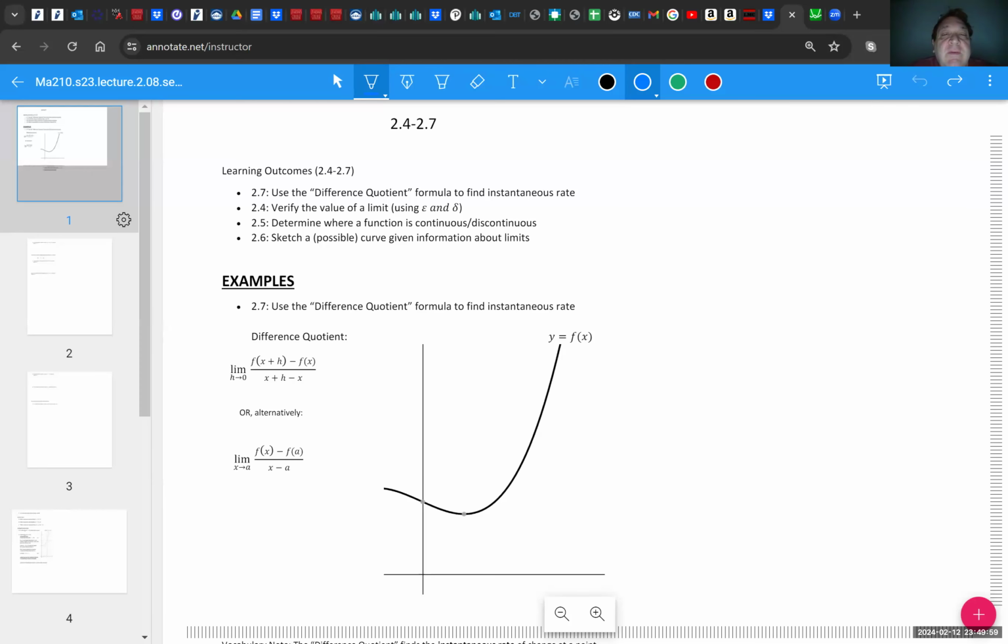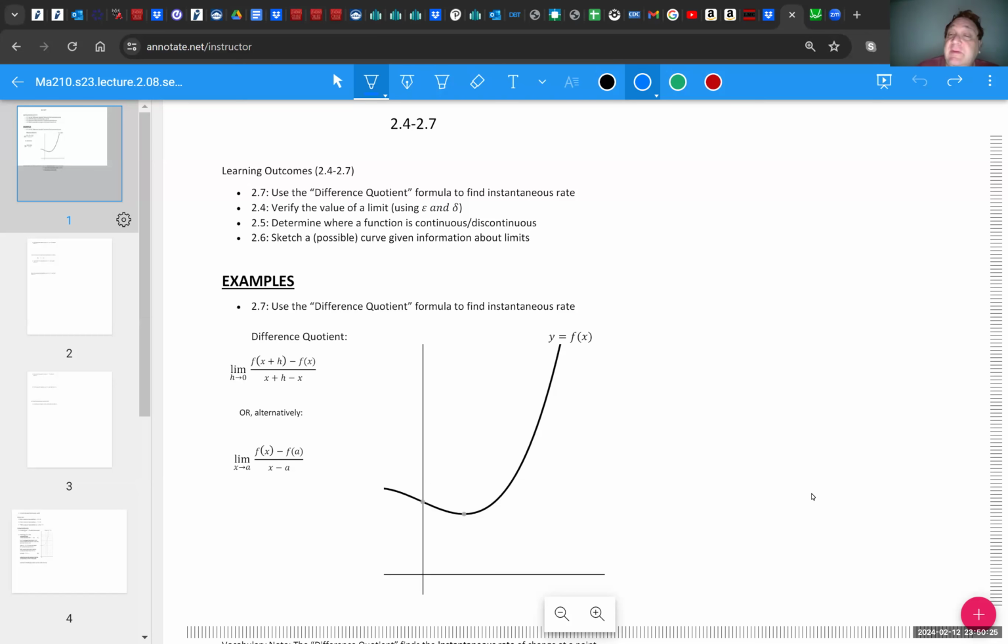Hi there, this video is on section 2.7, using the difference quotient formula to find instantaneous rate. I'm posting this video a little bit out of sequence because I do find this video helpful to watch and practice before doing some of the other sections, but you can feel free, of course, to do the homework in any order you choose.